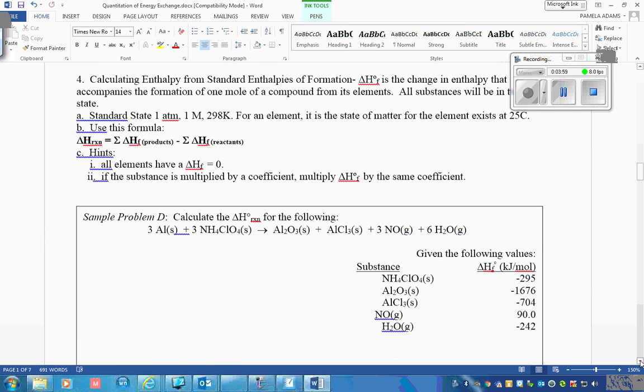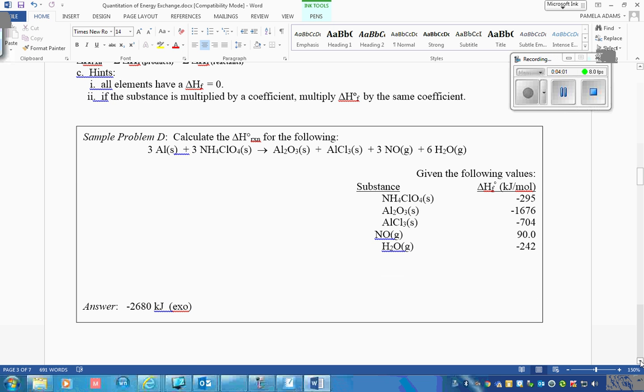All right. So we have problem D. Calculate the delta H naught of the reaction. Okay, this is a lot of information. The change in enthalpy of the entire reaction when the entire reaction is at standard conditions. Standard conditions would be 25 degrees C, 1 atm, and all solutions would have a concentration of 1 molar.